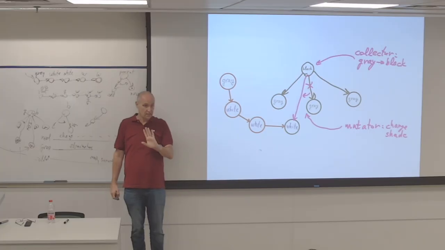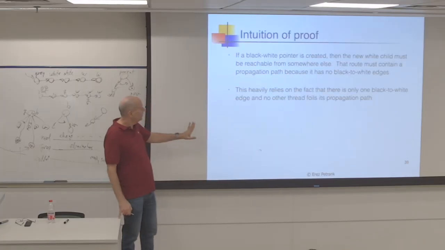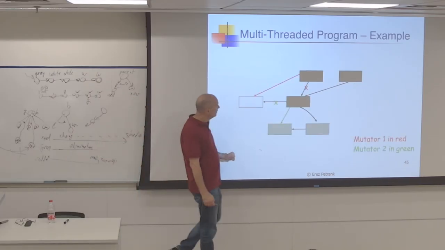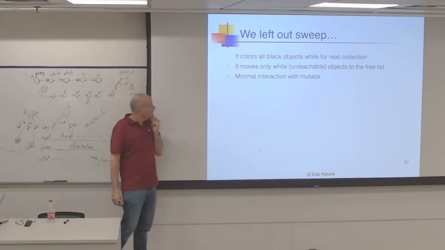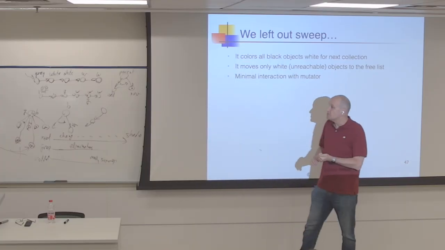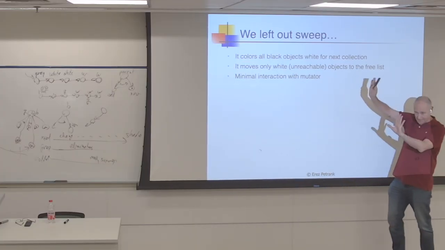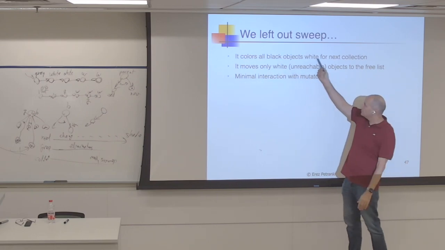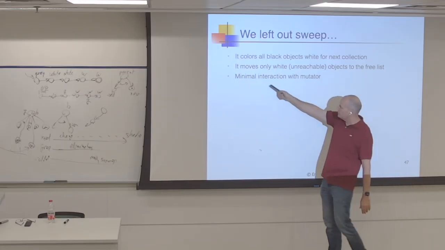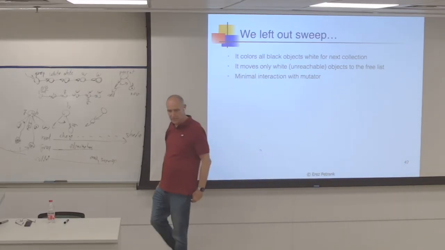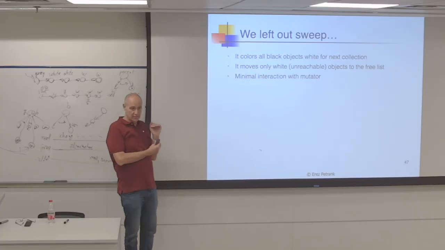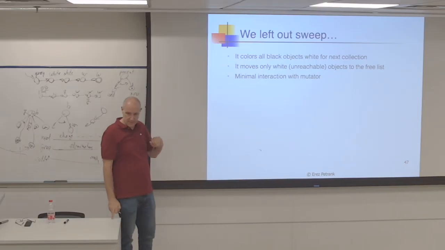Okay. Any other questions? Proof? Why it doesn't work with multi-threading? Okay, cool. So we didn't go through sweep, but it doesn't really pose a serious challenge. Sweep, in this graph model, just colors all the black objects white for the next collection. Actually, we did talk about sweep for a while. It has minimal interaction with the collector. We'll talk a bit more about this in our next collector, but let's leave it now as is.